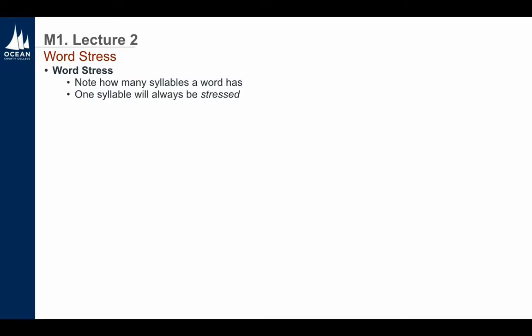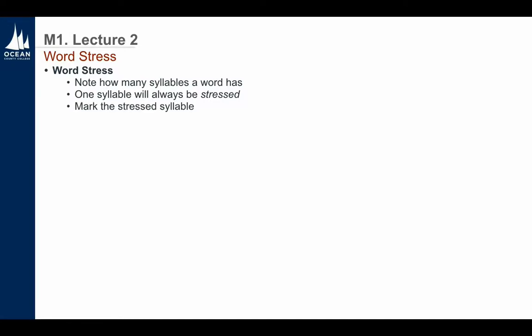Okay, so as I mentioned before, what we're going to look at is word stress. Word stress is very important. And the first thing that you need to do is note how many syllables a word has. And what you're going to find is that one syllable will always be stressed. And this means the syllable is pronounced a little bit longer and a little bit louder than the other syllables in the word.